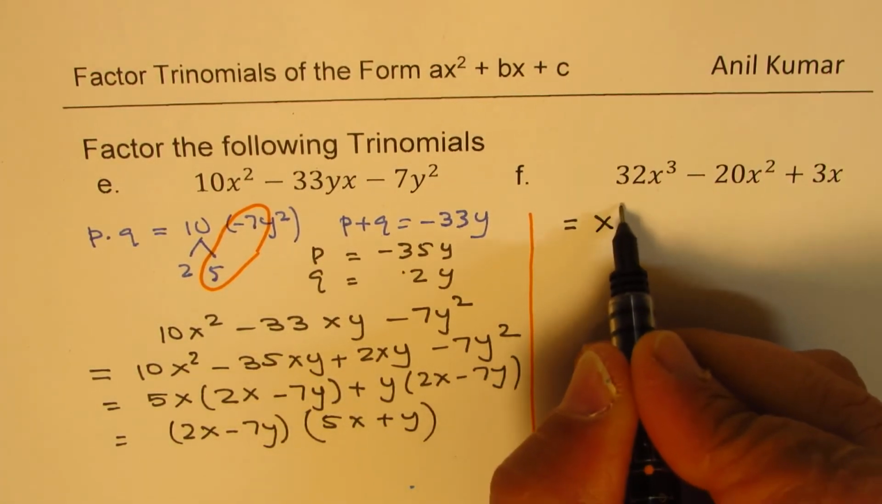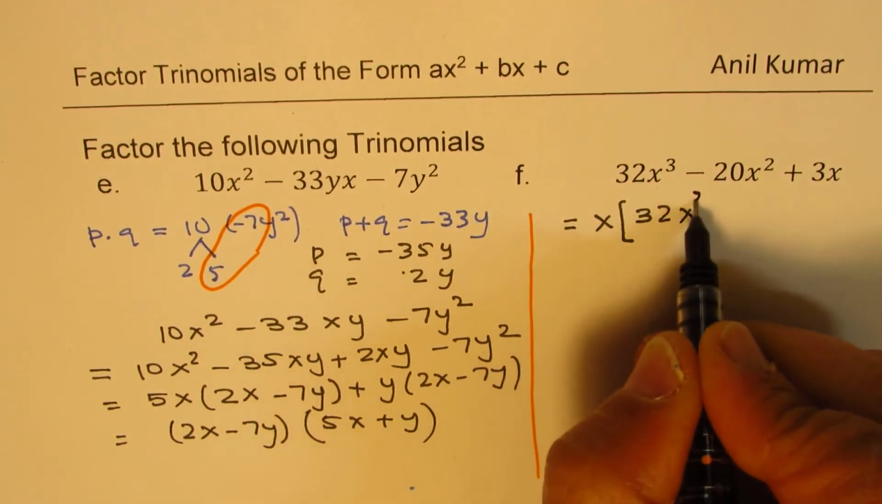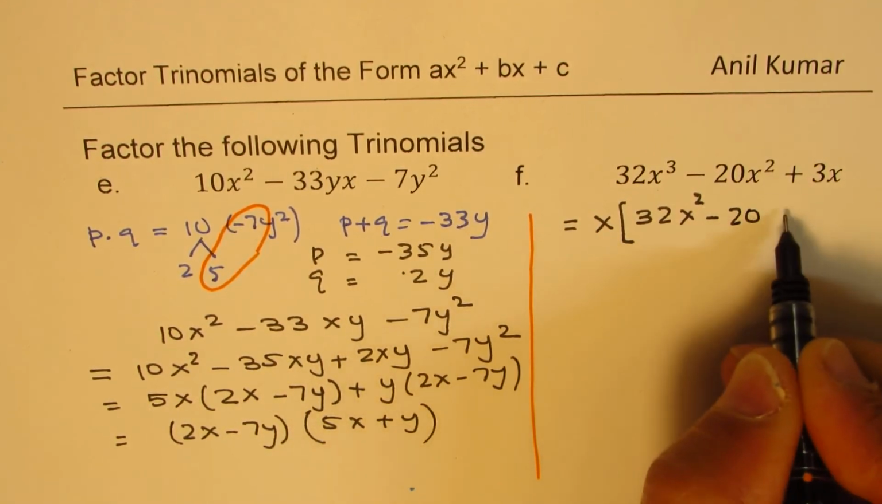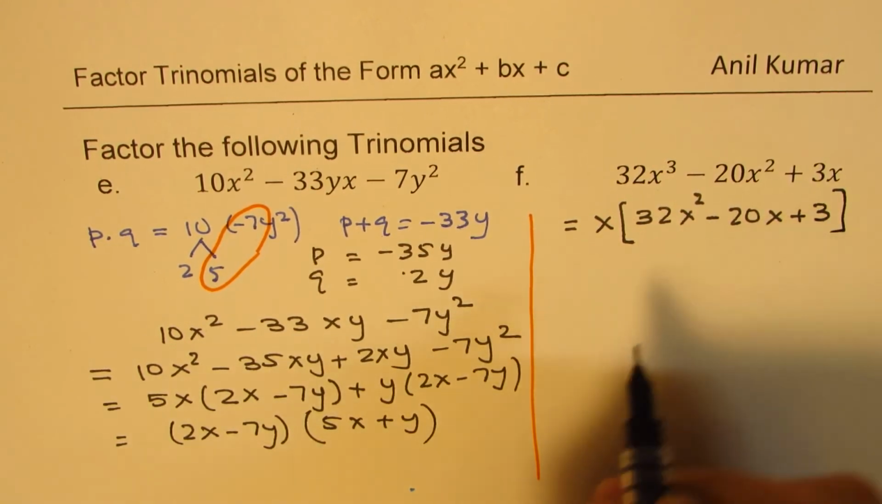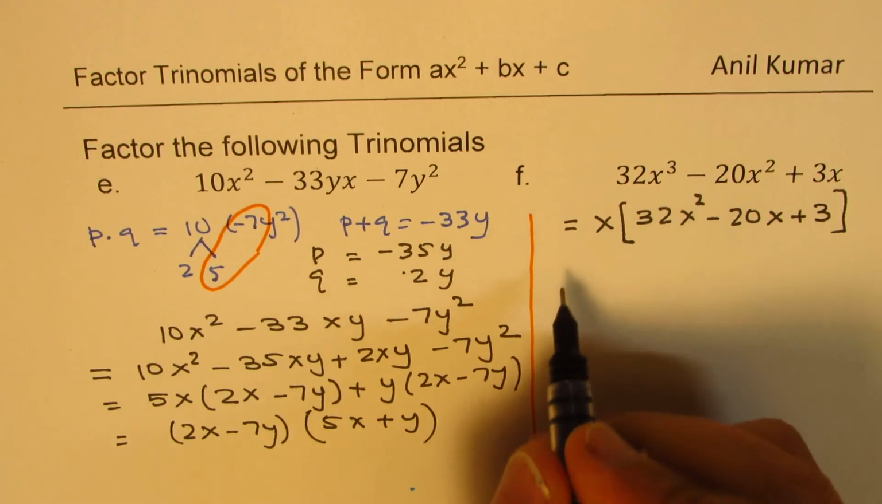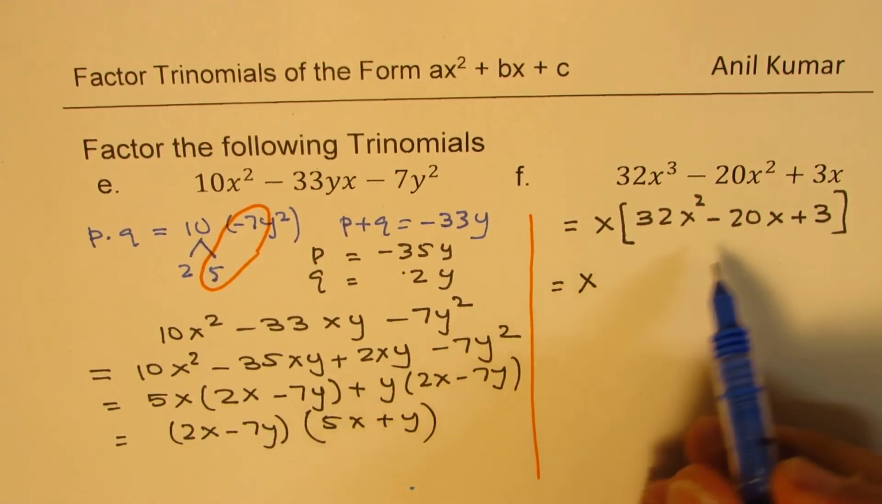So once I take x common, let me put a square bracket. We get 32x squared minus 20x plus 3, right? It's like a normal trinomial now. We already have x as a common factor. So I think it should not be very difficult. Why don't you try it now? Okay, so make an attempt.